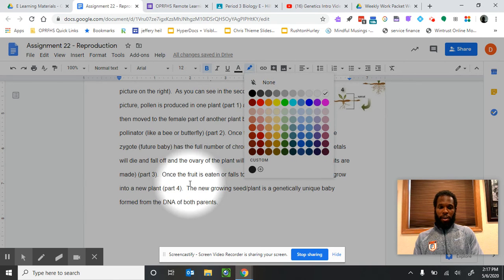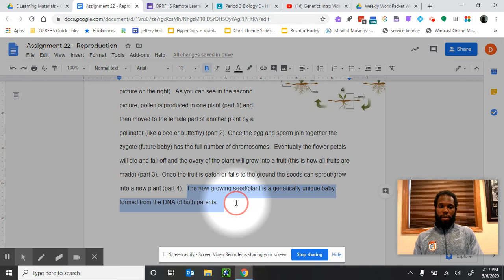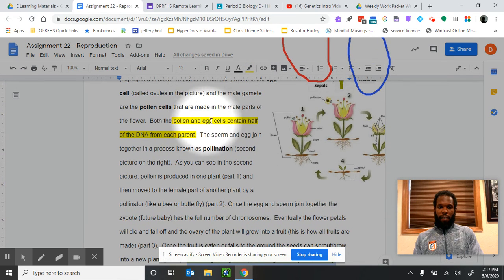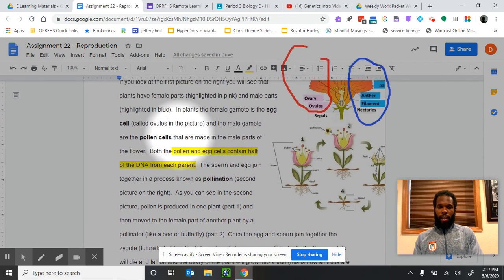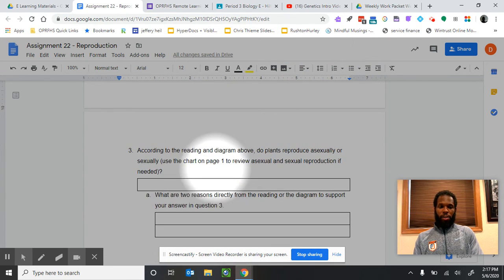So we see those words again. The new growing seed or plant is a genetically unique baby formed by the DNA of both parents. So we see the word unique. We have egg and pollen, and we have two unique male and female parts and unique sex cells. So question number 3, according to the reading and diagram above, do plants reproduce asexually or sexually? Well, we know plants reproduce sexually. How do we know this?